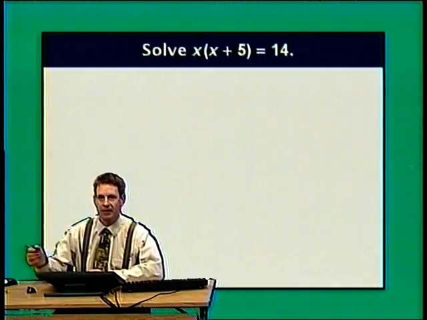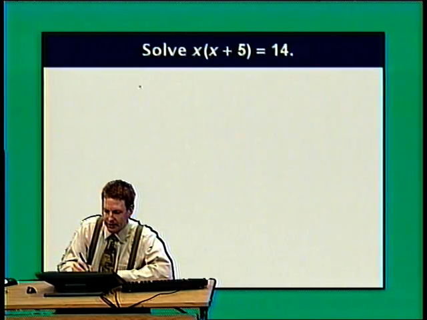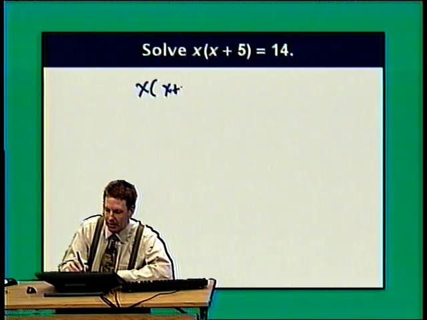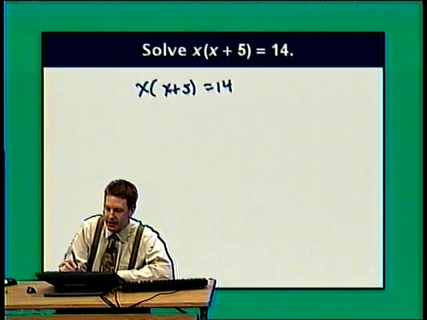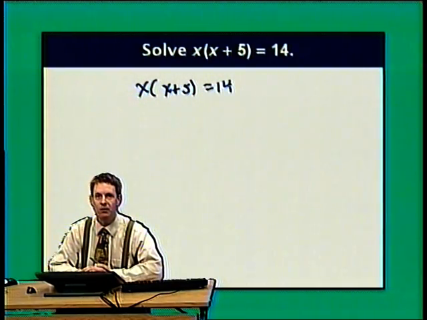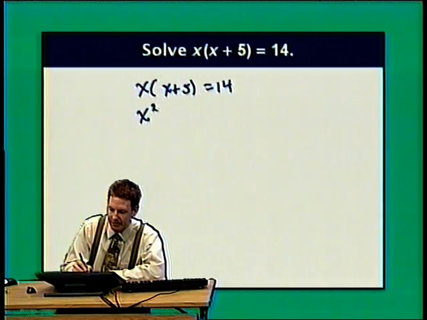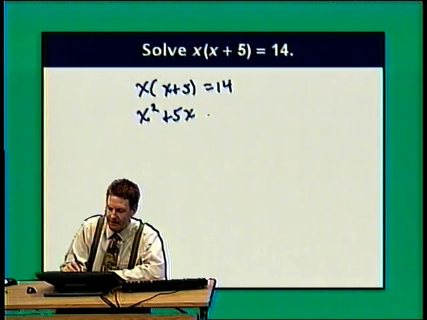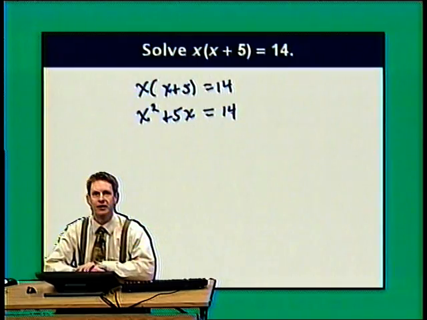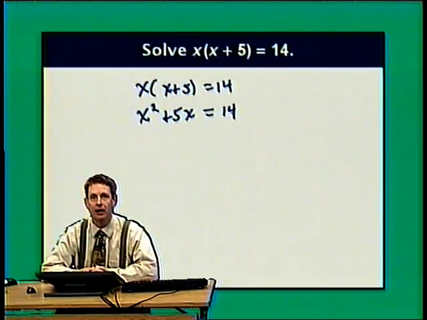In this particular example, I'm starting with the equation x times x plus 5 equals 14. The first step in our strategy was to expand both sides of the equation. The left side of this equation expands into x squared plus 5x. The right side of this equation is already completely simplified. Now we need one side of the equation to be 0.